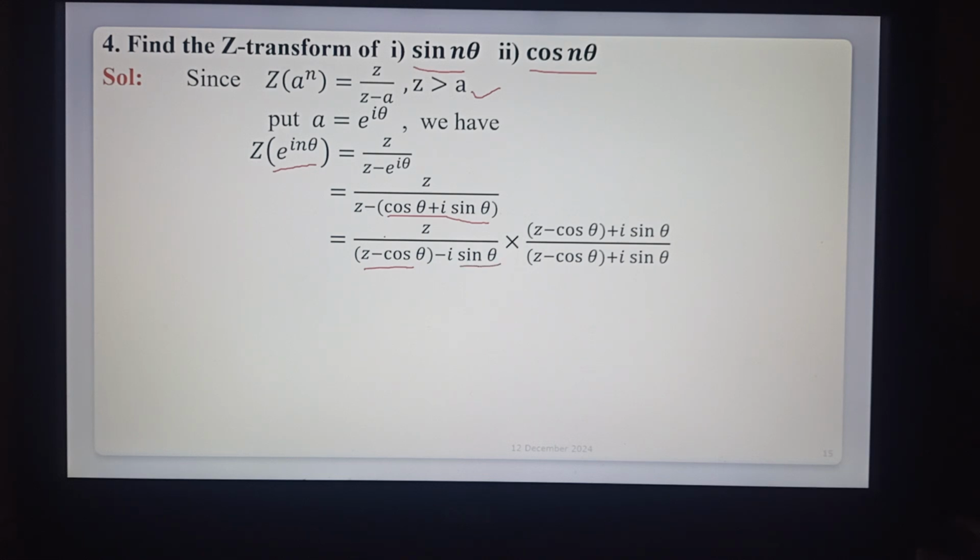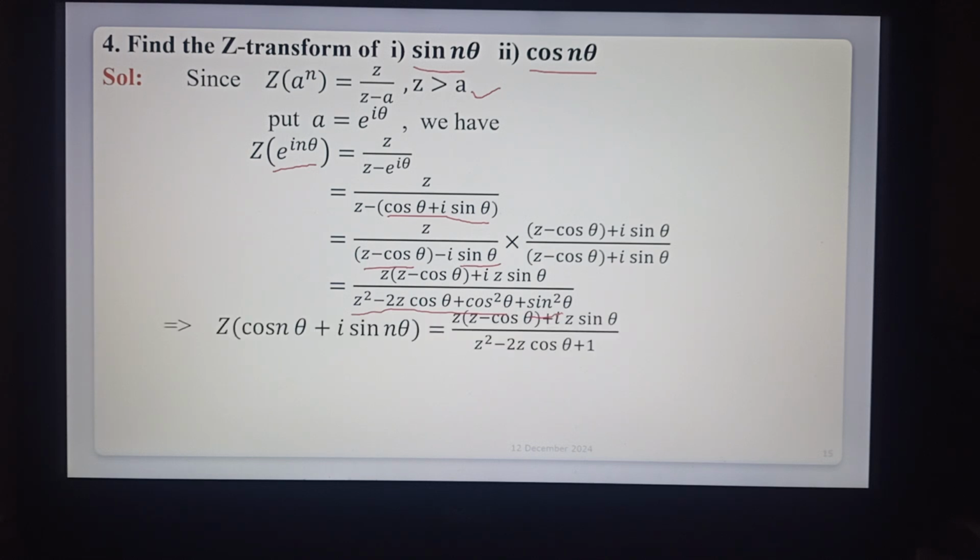So now rationalizing the given term, that is dividing and multiplying with z minus cos theta plus i sin theta by z minus cos theta plus i sin theta. So now the multiplication is z into z minus cos theta plus i into z sin theta, and in the denominator we have the form a minus ib times a plus ib, that is a square plus b square. So a square means z minus cos theta whole square, z square minus 2z cos theta plus cos square theta, plus b square means sin square theta.